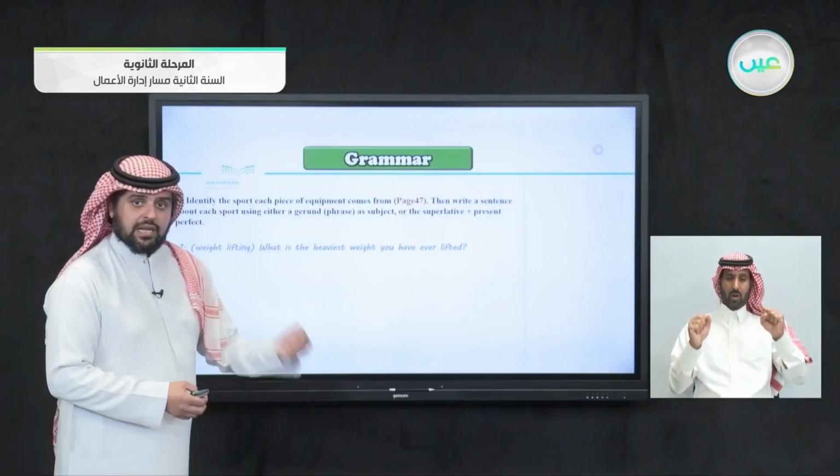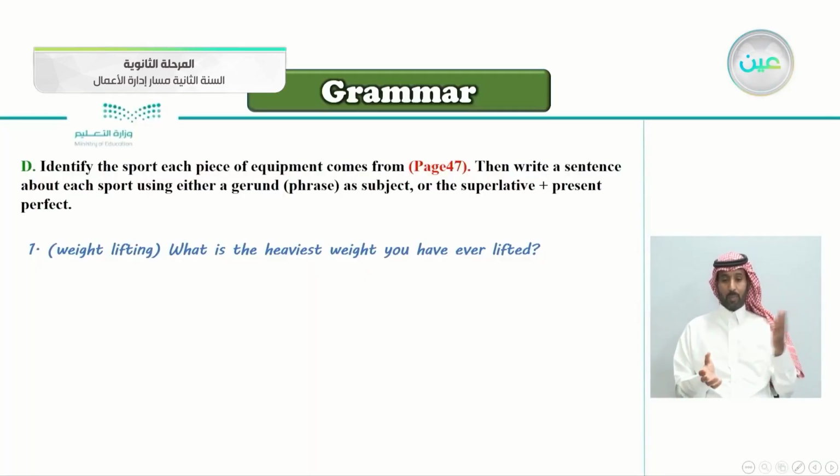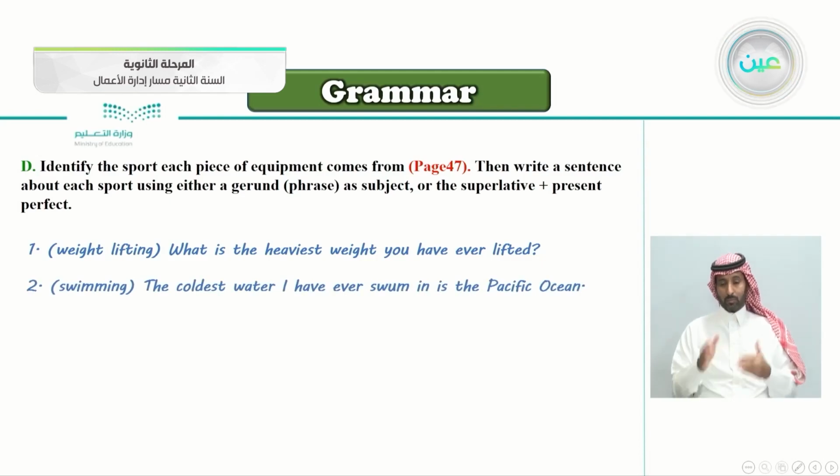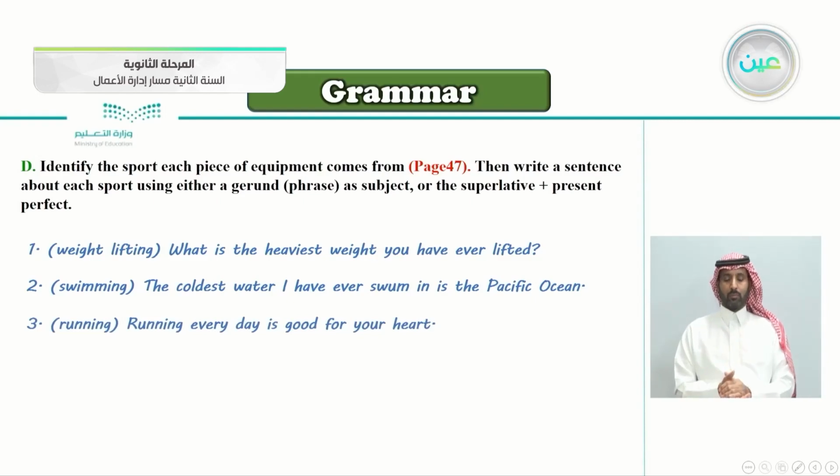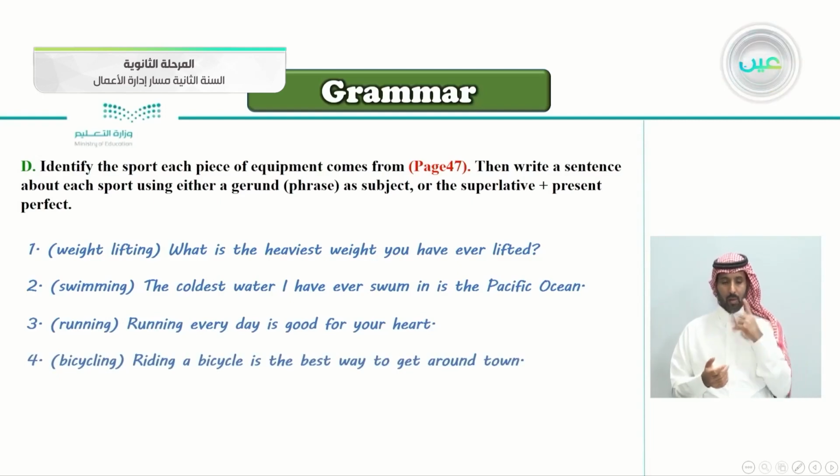You can see the dumbbells, of course. What is the heaviest weight you have ever lifted? So this is the superlative plus the present perfect. Number 2, for example, very good, about the swimming. The coldest water I've ever swum in is the Pacific Ocean. What about number 3? Yes, excellent. The running, the shoes. Running every day is good for your heart. And number 4, for example, the bicycle. Riding a bicycle is the best way to get around town.